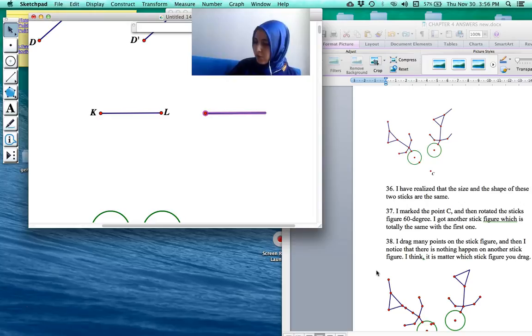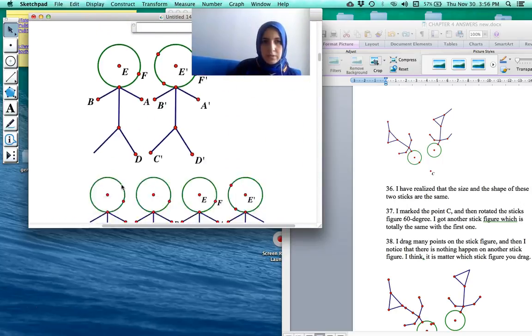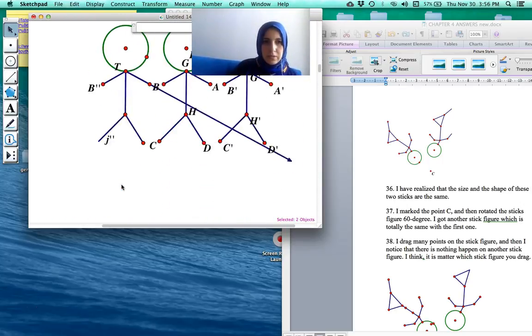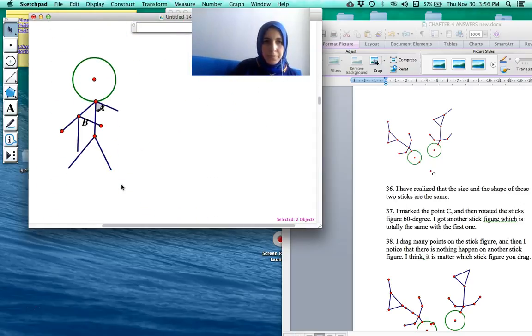Question 16. What do you think will happen when you translate an angle? What will be true of the image of that angle? Look at this one. I did draw it before, the angle one. I do the same things for the angle. As you see that, it made another angle which is the same size.